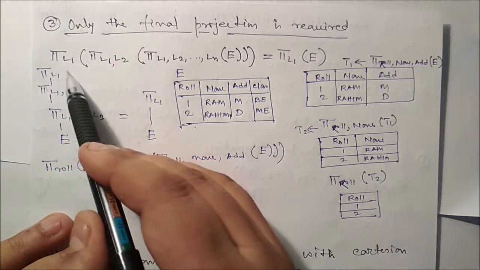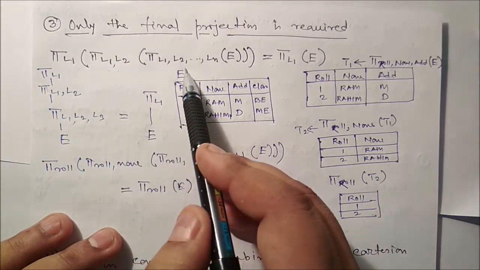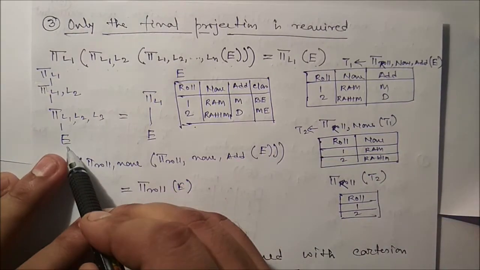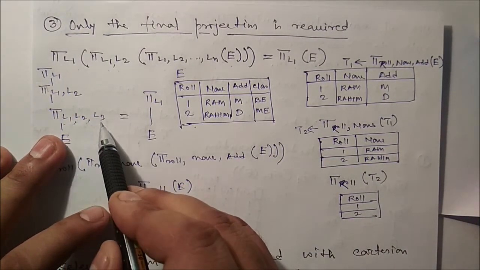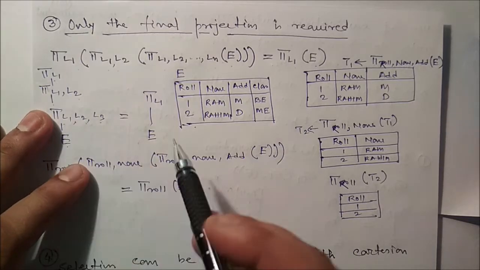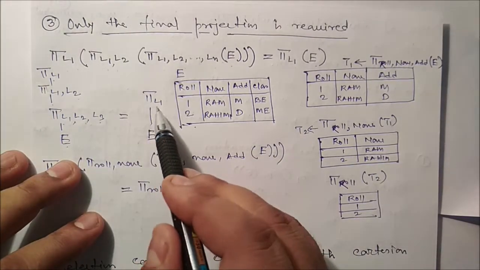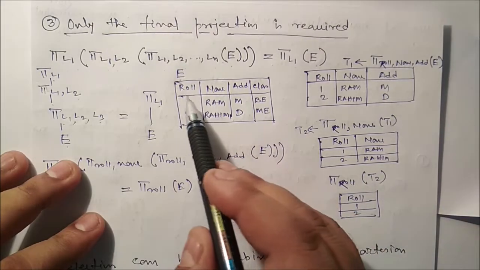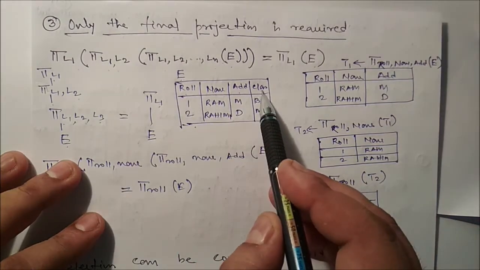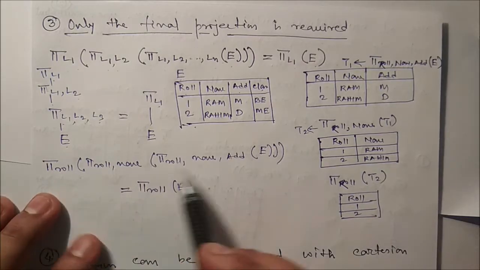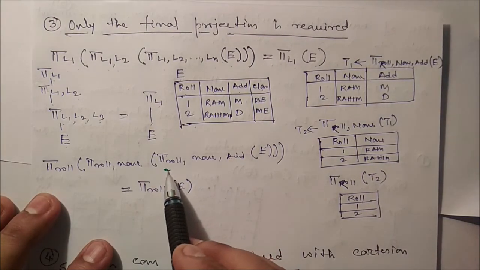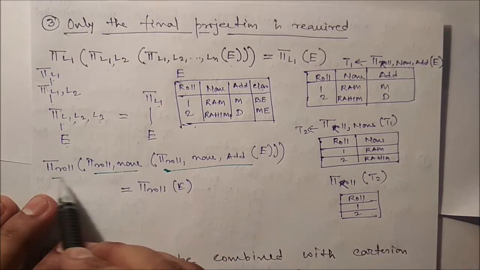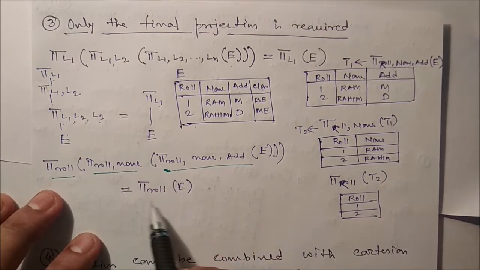Now you can see here pi L1, pi L1 L2, up to pi L1 L2 to Ln from E is equal to pi L1 E. That means first we apply pi L1 L2 L3, then L1 L2, then L1. So it is equivalent to directly collecting L1. Say one table is there, the name of the table is E, where the attributes are roll number, name, address and class. First we may apply the projection roll number, name, address, then roll number and name, then roll number, or directly we can use pi roll number E.